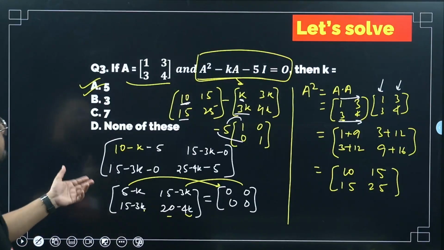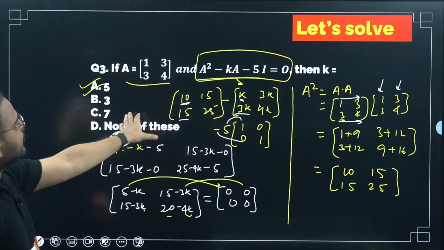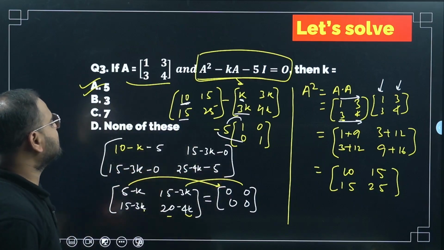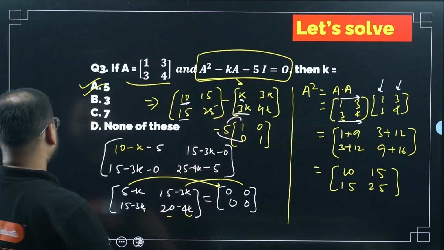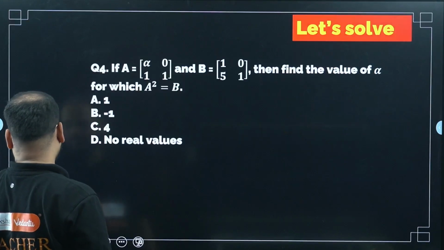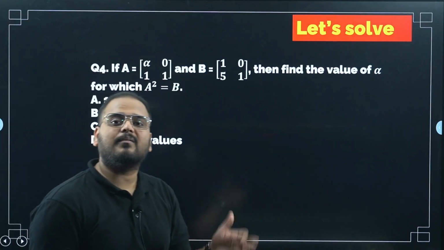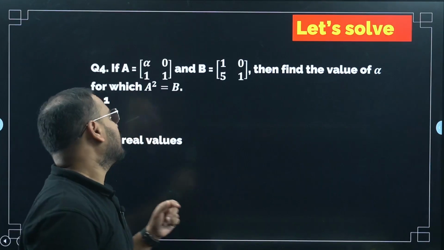I hope you understood everything. We got A square using the equation here and simplified it. It is the same equation: A square minus kA minus 5I. Why I 2 cross 2? Because same order we have to take to make the subtraction happen. Okay, next question.